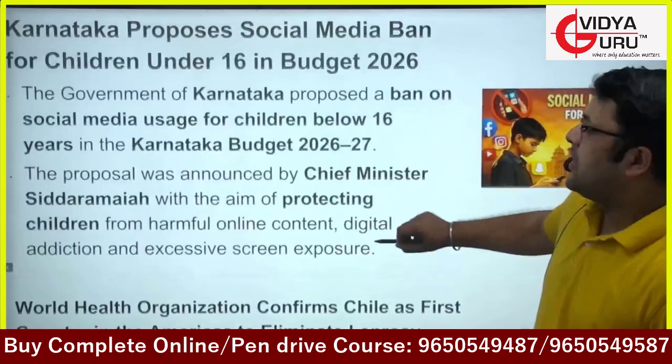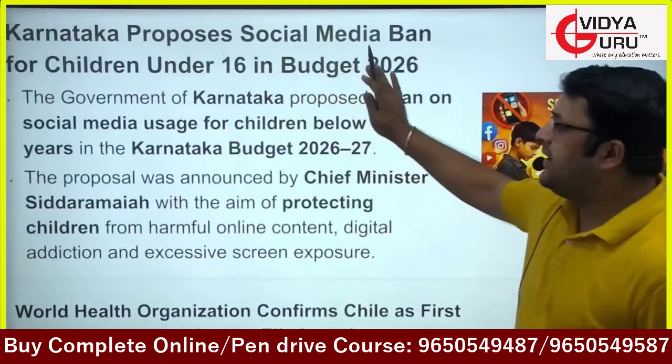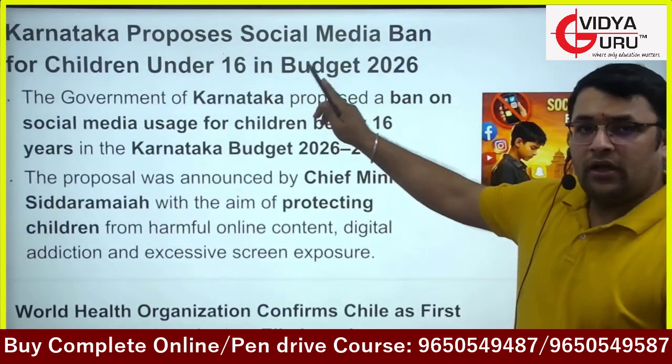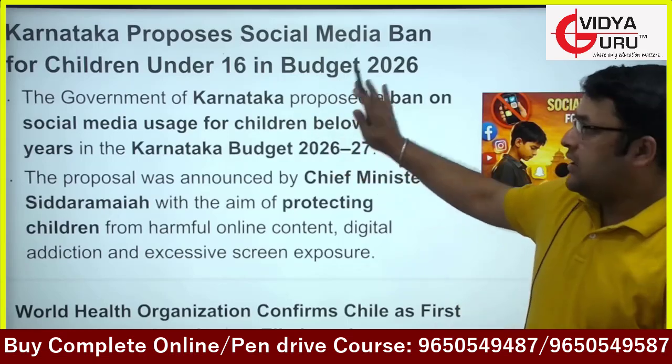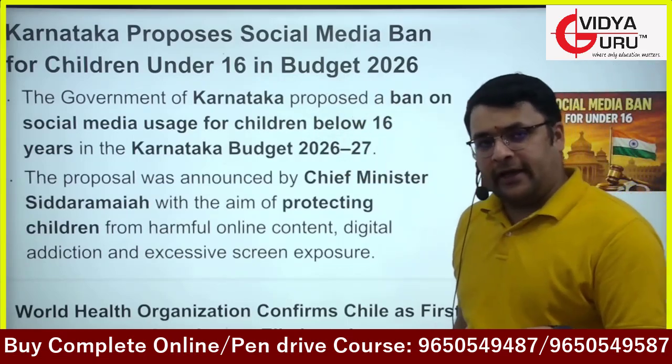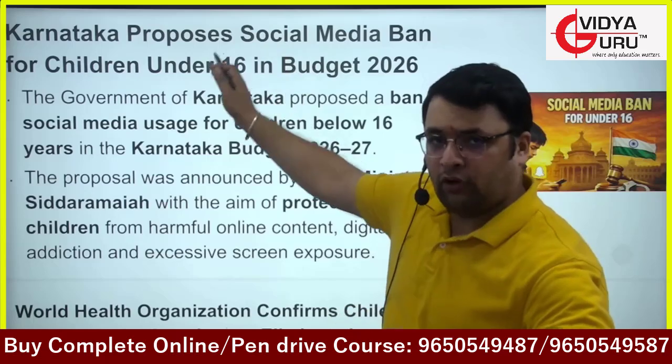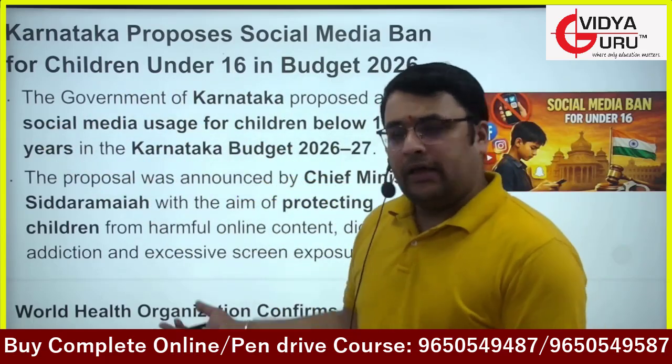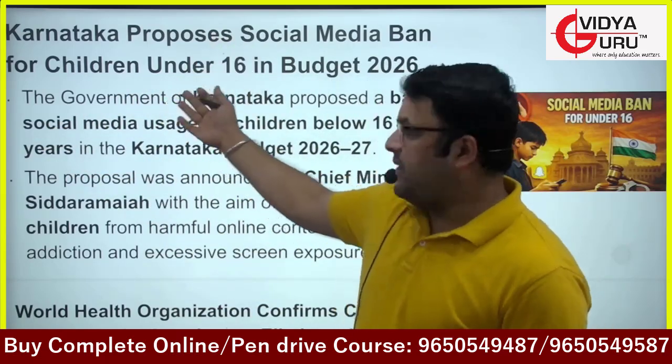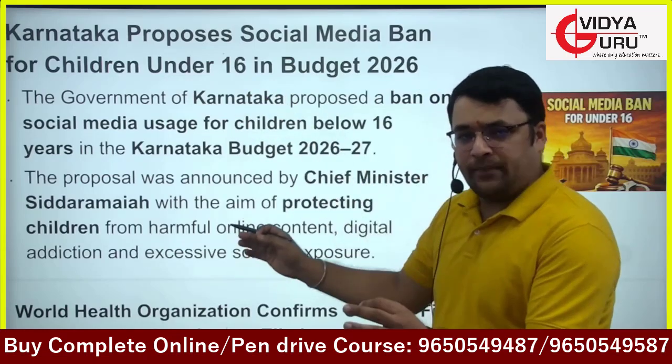Now next one. Karnataka proposes a social media ban for children under 16 years. This was done for the first time by Australia. The first European country to follow this is Spain, and now in India, the Karnataka state government has launched it, a very needed step indeed.